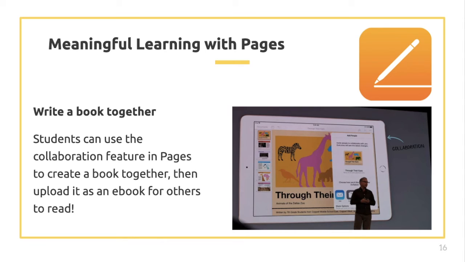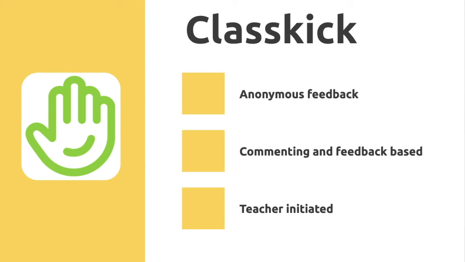The collaboration feature allows students to work together on the same book template from their own iPad, even in a virtual school environment. Out of the 7 apps we looked at, ClassKick seemed to be the least successful for supporting collaboration. The feedback is anonymous, and you really need to know who your team is if you're going to collaborate. It is also commenting and feedback based instead of actually working on the project together, and it's also teacher initiated instead of student initiated.